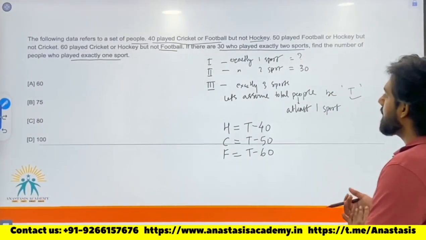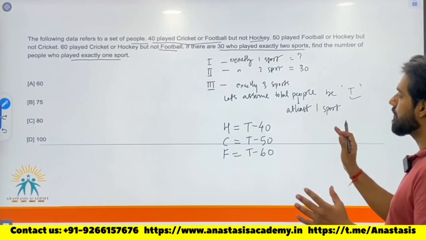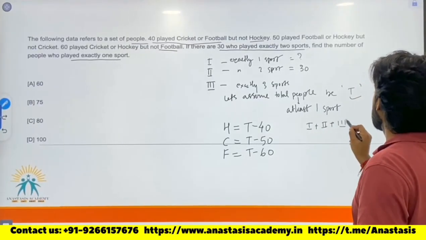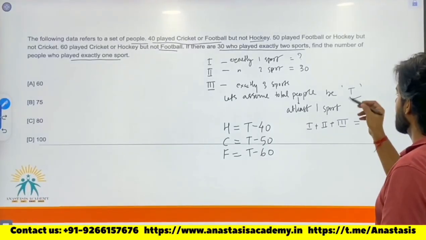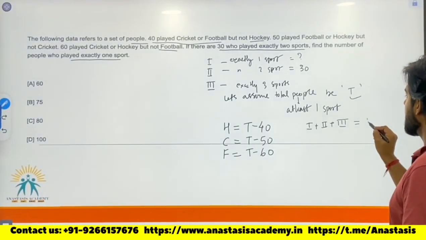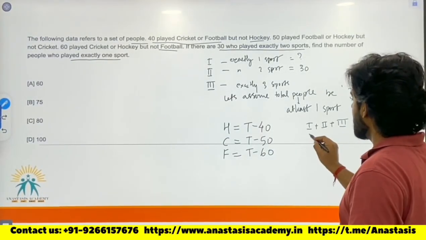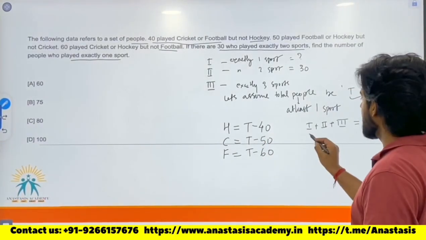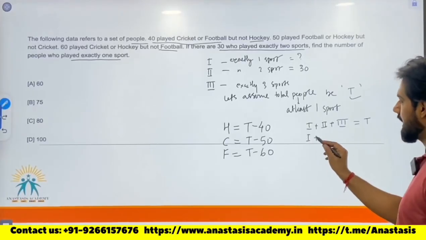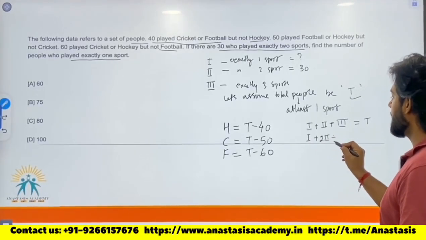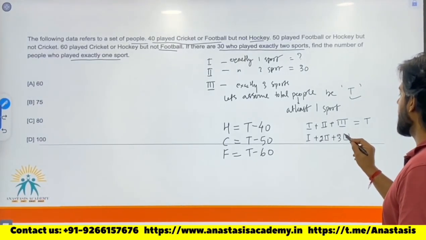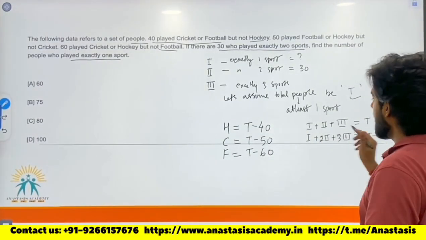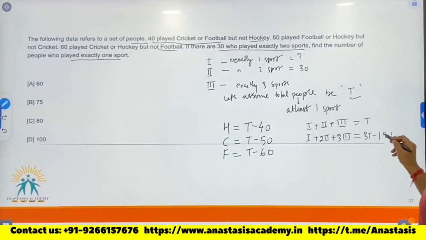Now total people, or the people playing at least one sport, is T, so I can say 1 plus 2 plus 3, the union of these three sets, is T. And the people playing hockey, cricket and football, if I add these three, it becomes people playing exactly 1 plus 2 times people playing exactly 2 and 3 times people playing exactly 3. This is equal to 3T minus 40, 50, 60, that is 3T minus 150.